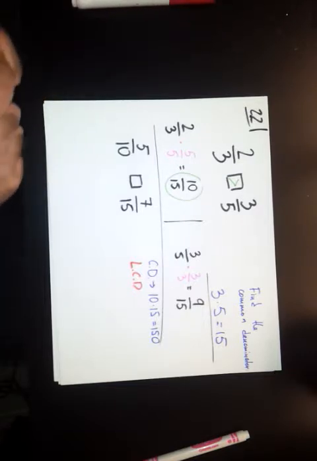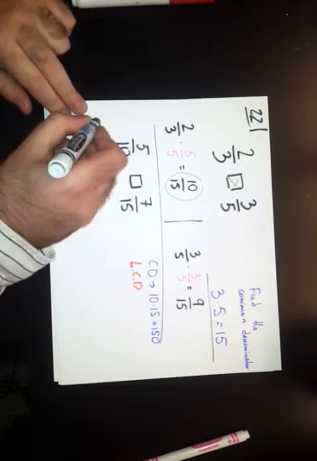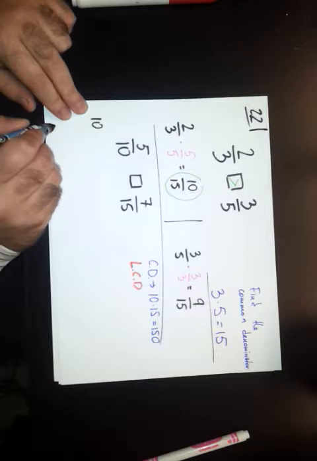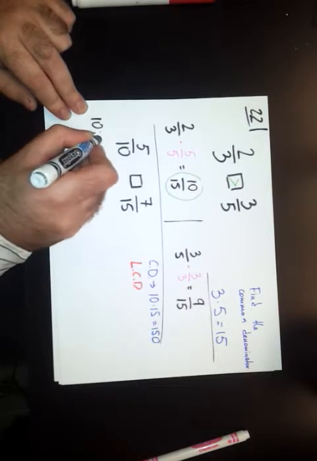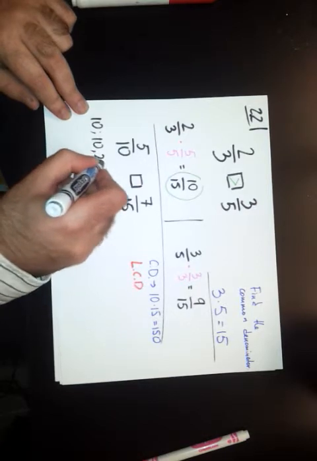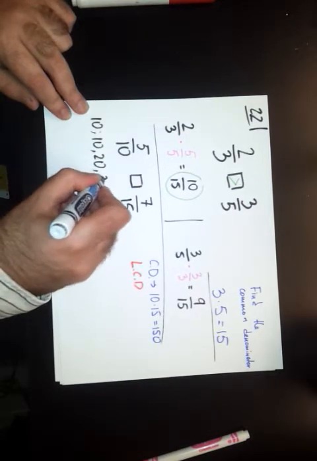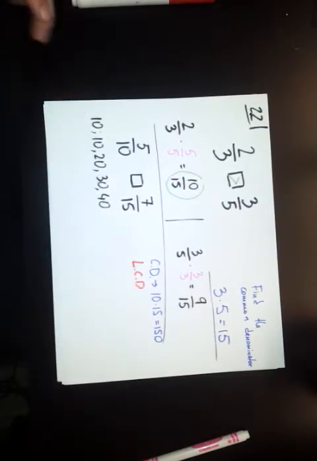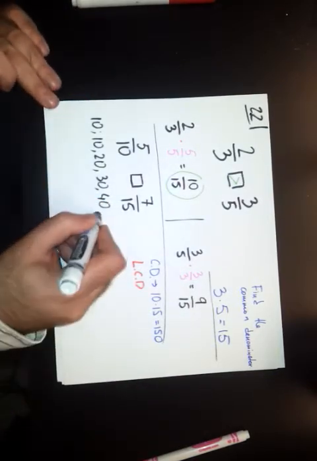Well, I'm going to take the 10, and I want to go ahead and list all the multiples of 10. Well, of course, there's 10, which is 10 times 1. Then there's 20, which is 10 times 2. Then there's 30, which is 10 times 3. Then there's 40, which is 10 times 4, and so on and so on. And I can go on here.